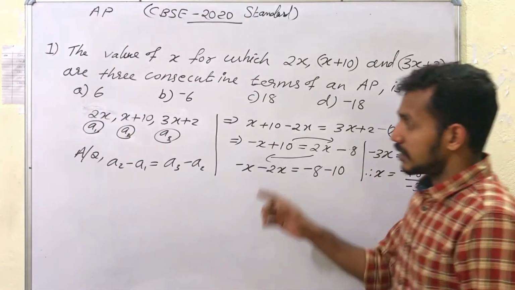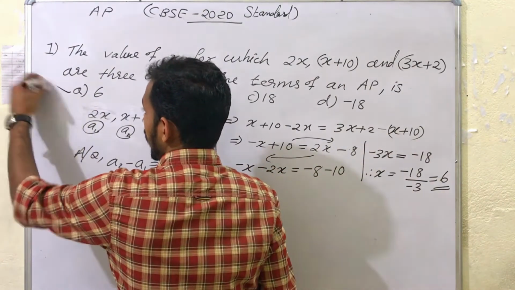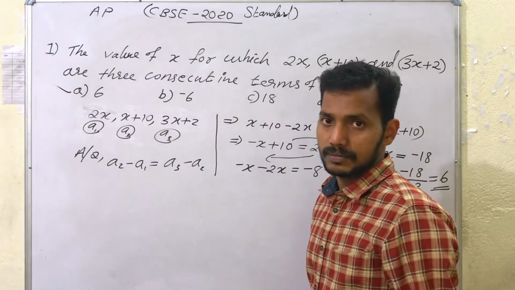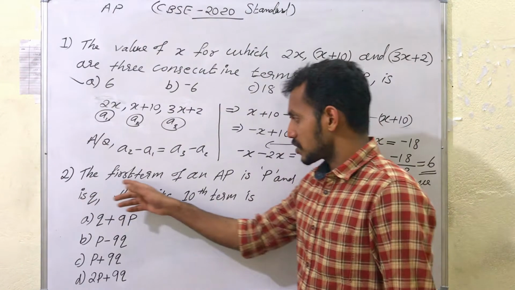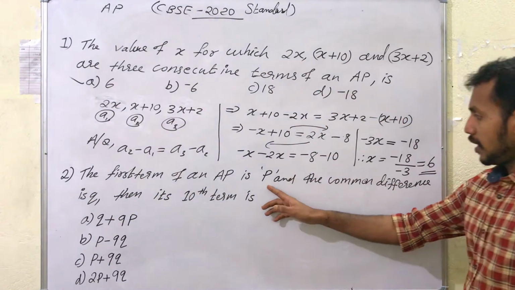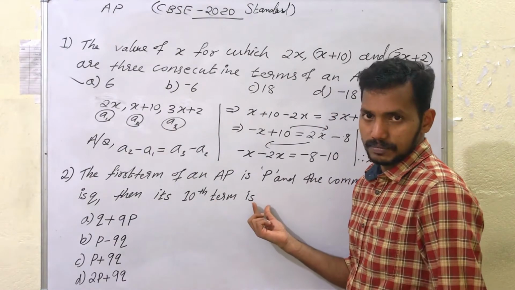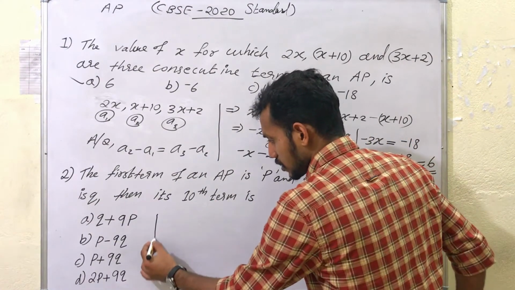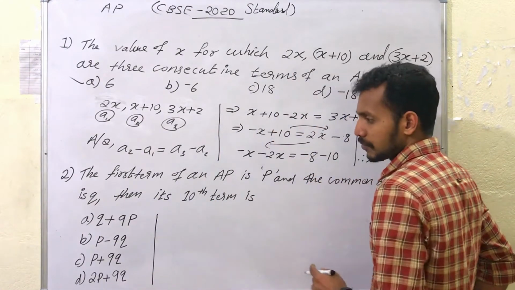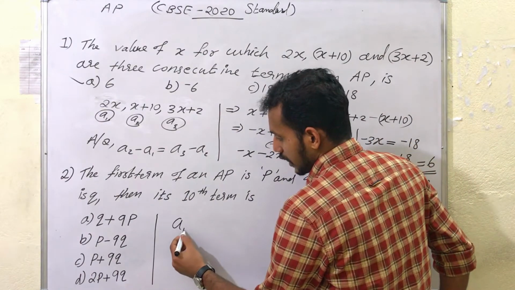So which option is right? Option A is the right one. Next, the second question: the first term of an AP is P and the common difference is Q. Then its 10th term. It's a very simple question. So what will be the 10th term?